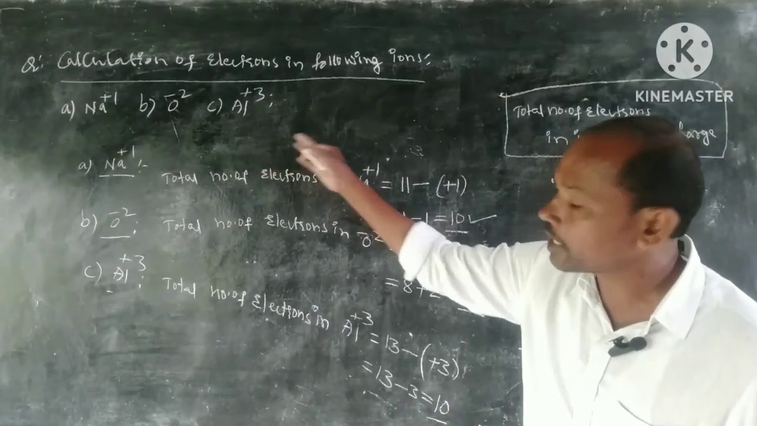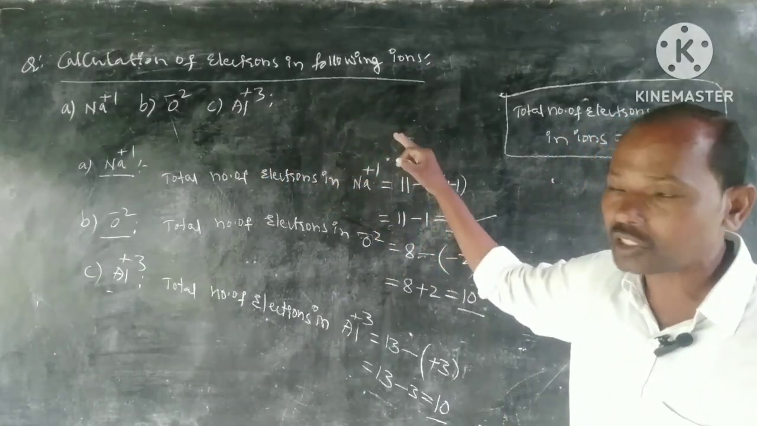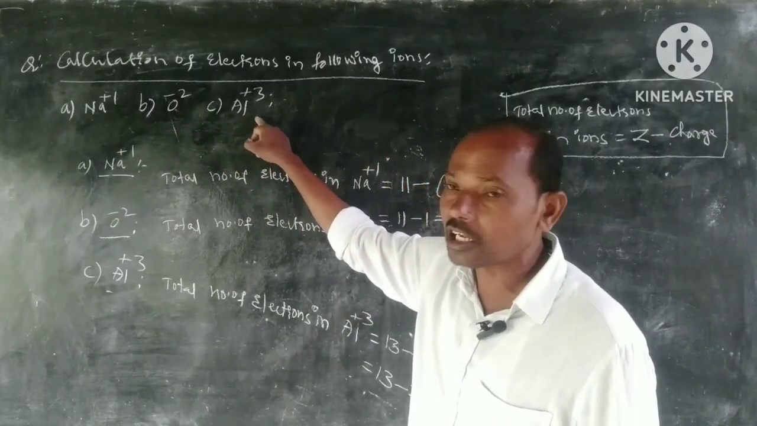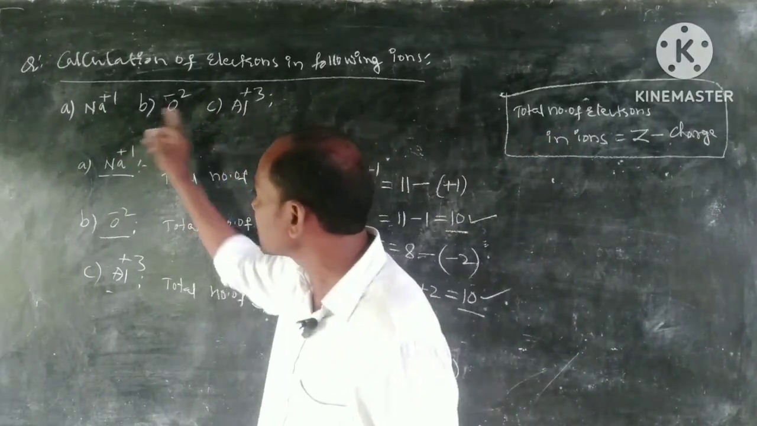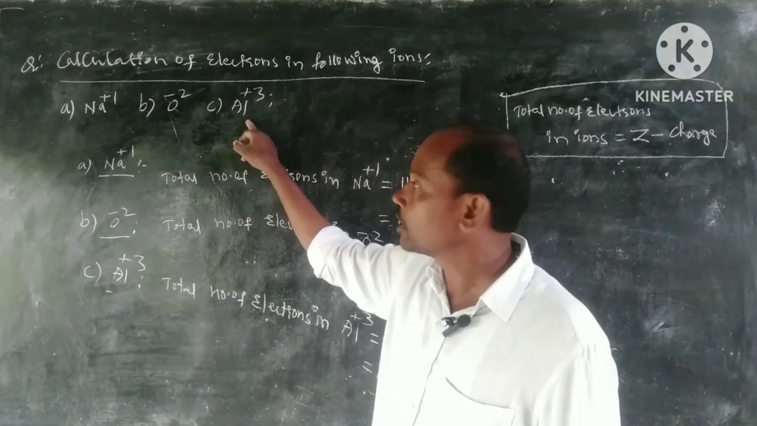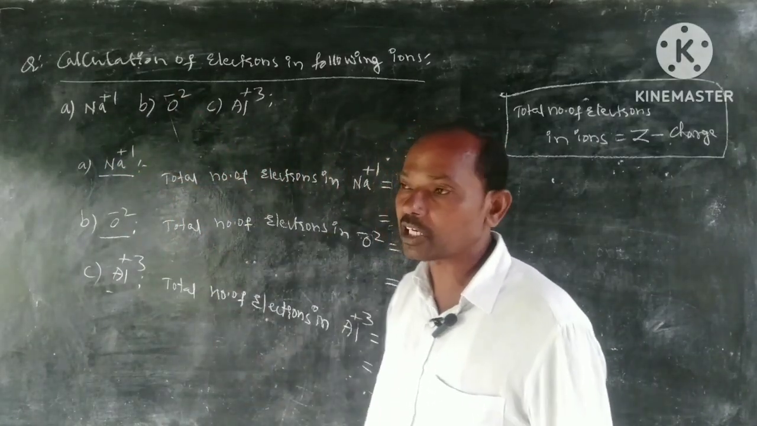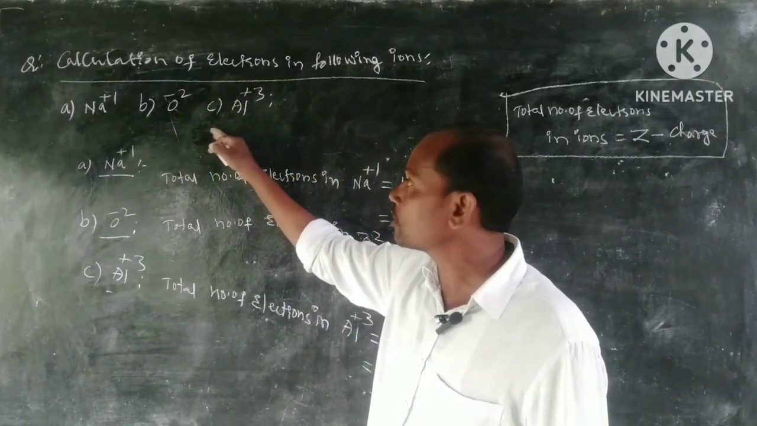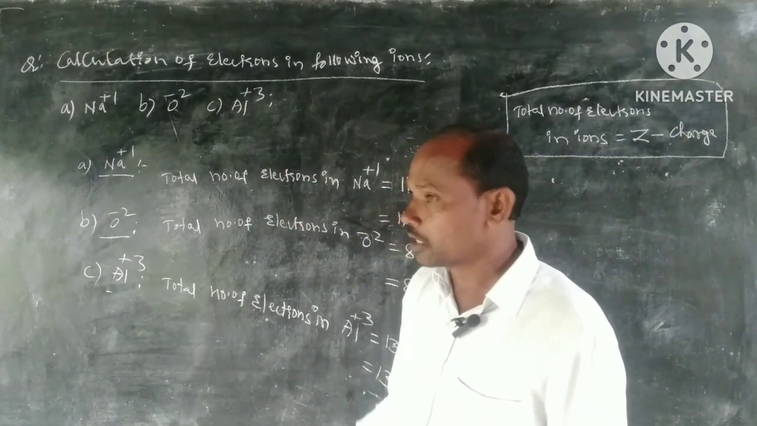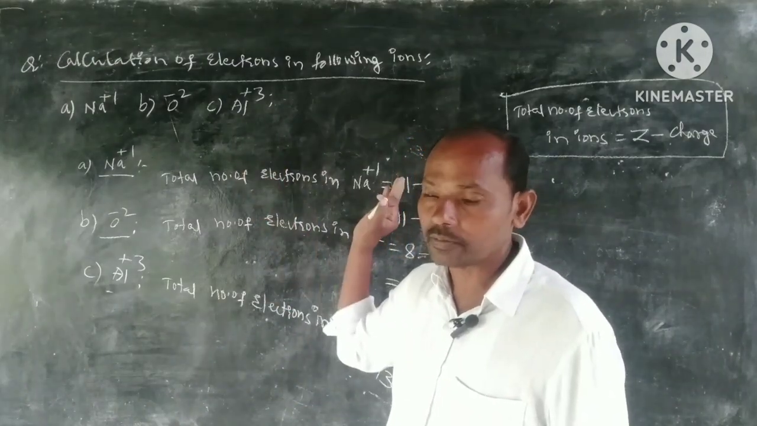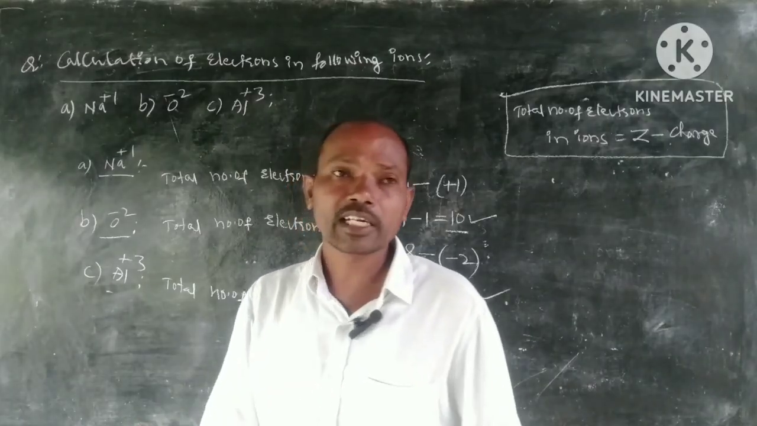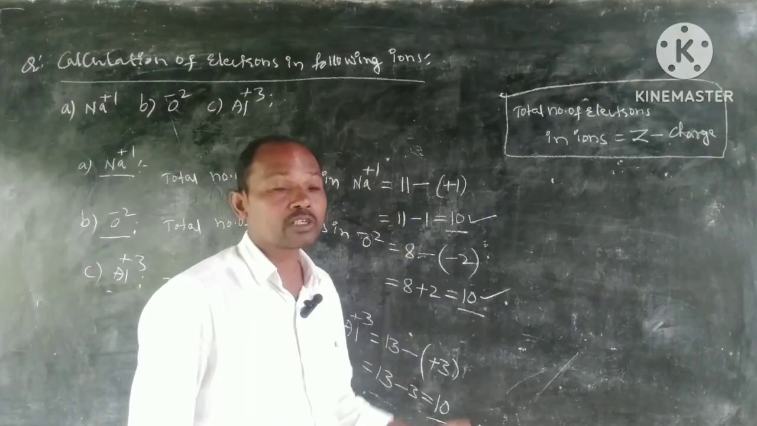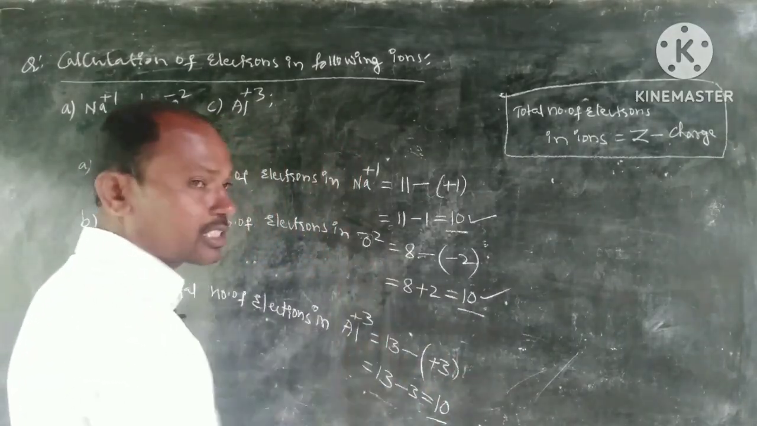Ions means cations and anions. These are the atoms only: Na atom, O atom, Al aluminum atom. In these ions, Na plus 1 and Al plus 3 are cations and O minus 2 is an anion, because they have positive charge but oxygen has negative charge. So these are the total number of electrons present in the ions. Next, how is the total number of electrons calculated in molecular ions? Molecular ions. So first take this.